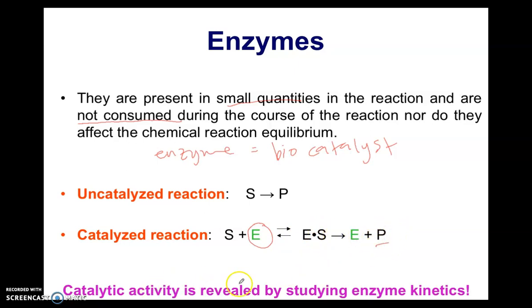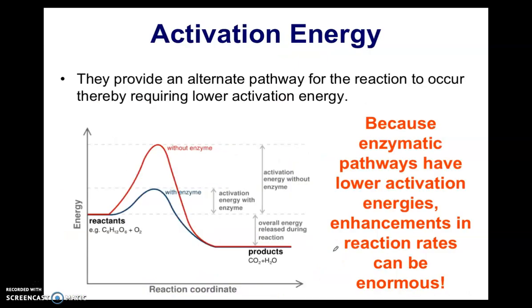Catalytic activity is revealed by studying enzyme kinetics. So this is activation energy. I know that you have seen this before in chapter 1 for your catalyst reaction. You see here it's the same thing, enzyme and catalyst. The blue one is with enzyme, the red one is without enzyme. You can see that with enzyme the activation energy is lowered. So the enhancement in reaction rates can be enormous.